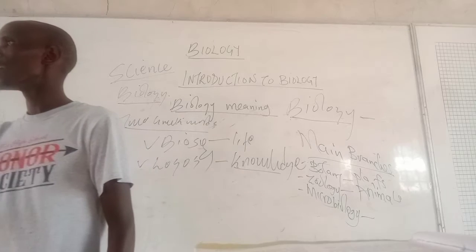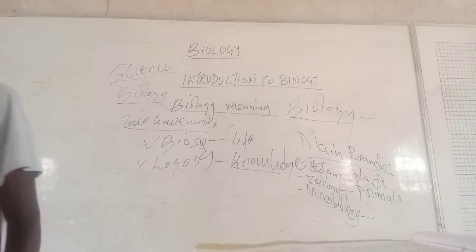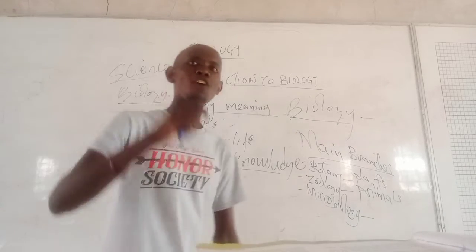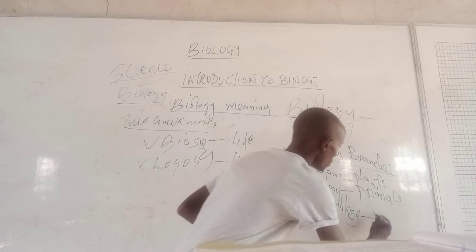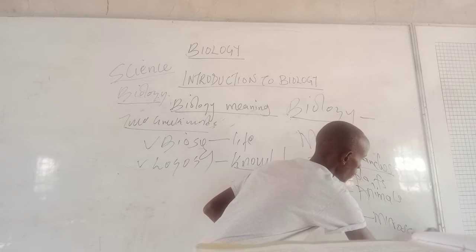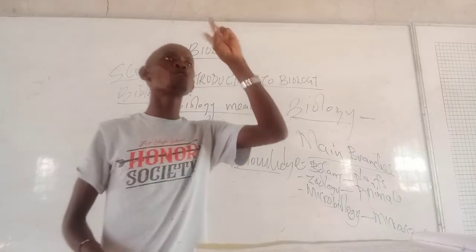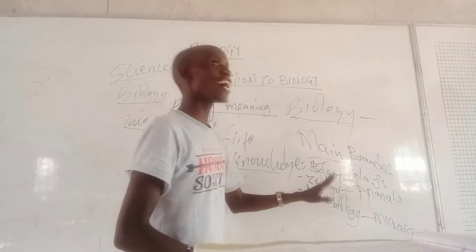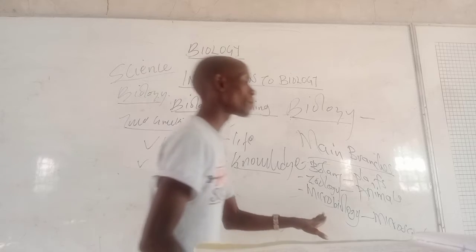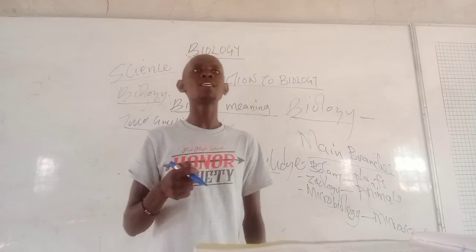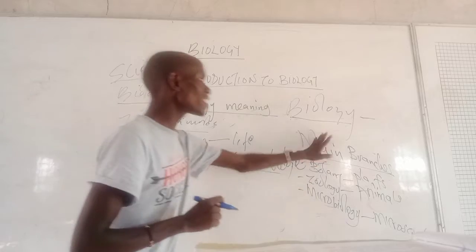Can someone tell us the definition? A branch of biology that deals with the study of microscopic organisms. Small organisms. Initially, back when I was in Form 1, we were only introduced to two main branches, botany and zoology. But as further study went on, we now have another main branch known as microbiology, which simply means the study of microscopic organisms. As I stated at first, these are the main branches.